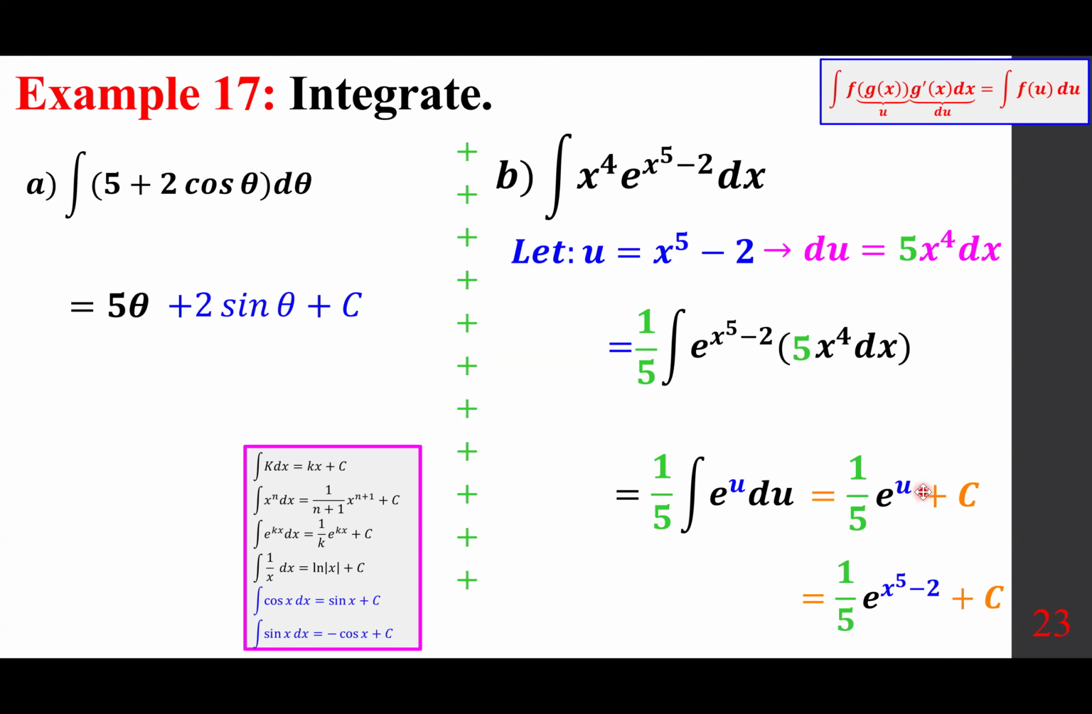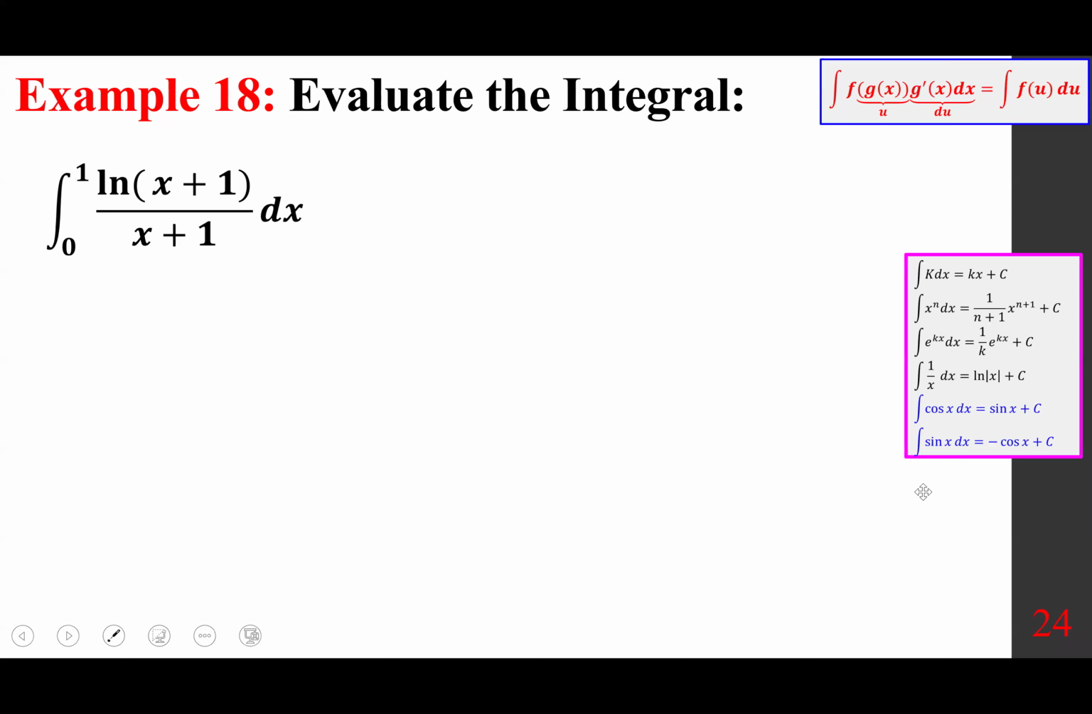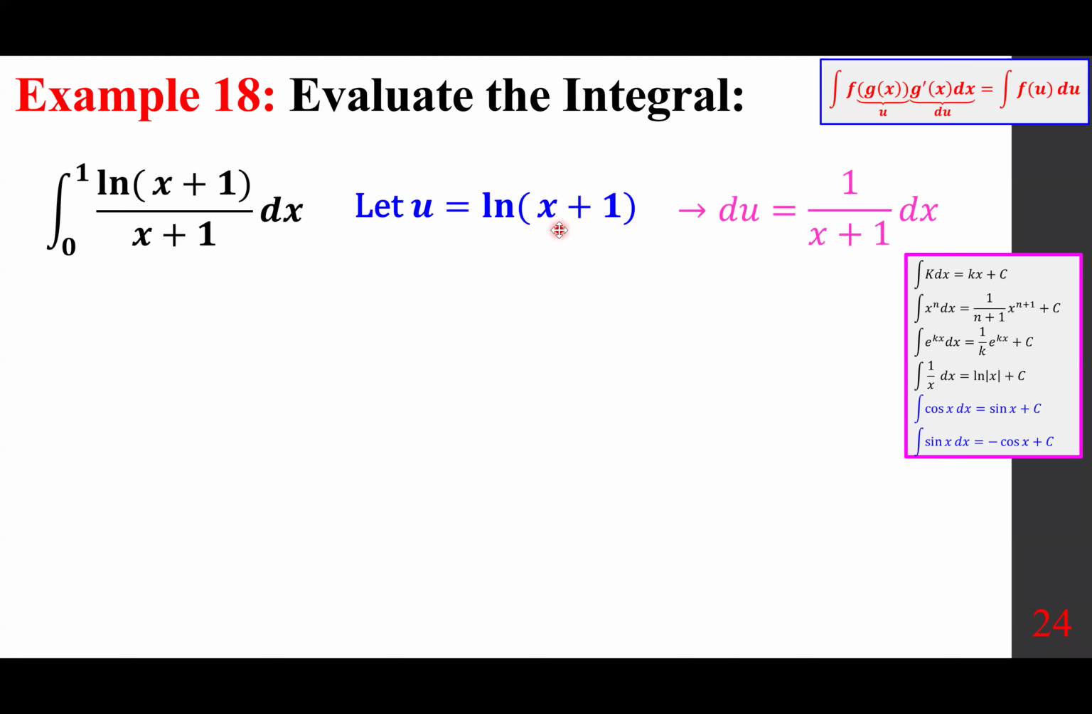And we are going to move on to the next question. All right, so what happens here is that you are dealing with a natural log, and that is always the choice of u. Having said that, the derivative is 1 over x plus 1 times 1, or simply 1 over x plus 1, which makes du the same thing times dx.